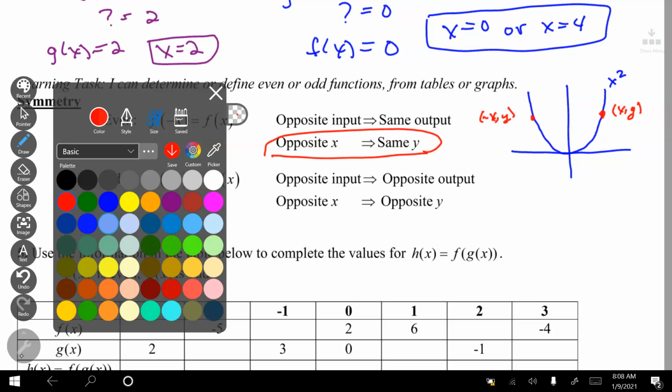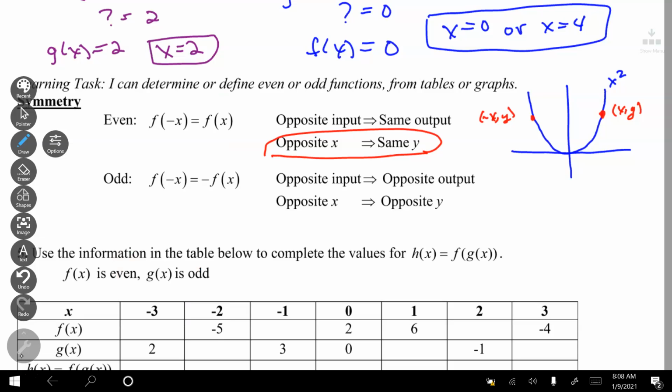And then I could do the same thing for an odd graph. I'm going to use x cubed as an odd graph. I have this point here, x, y, and its mirrored point over here is negative x, negative y.